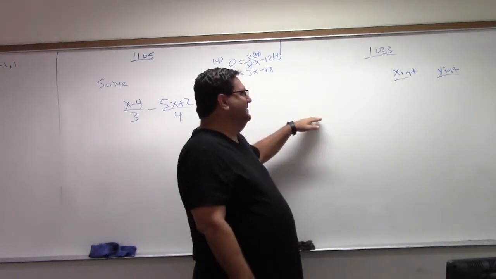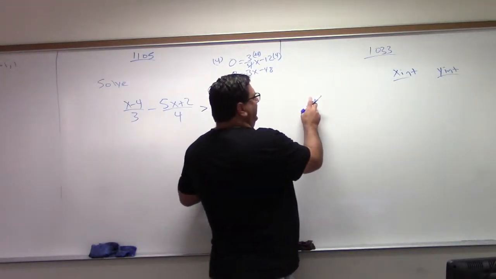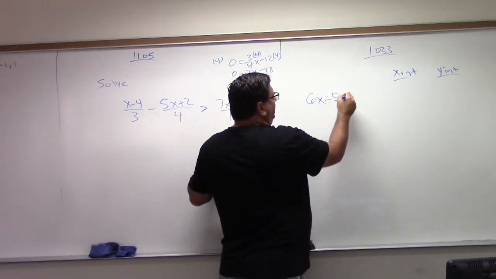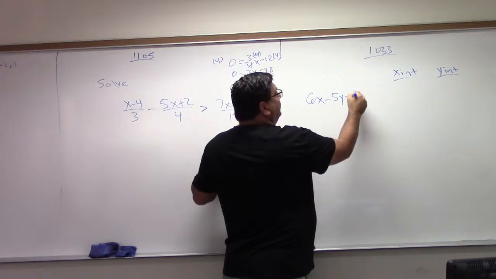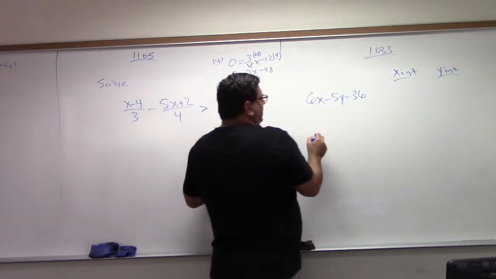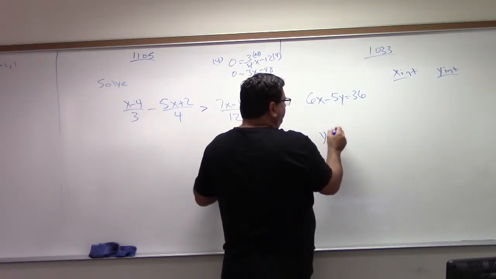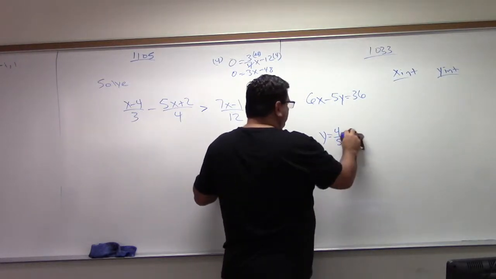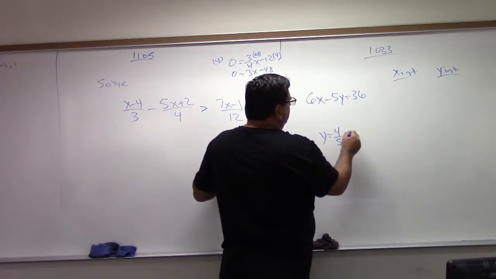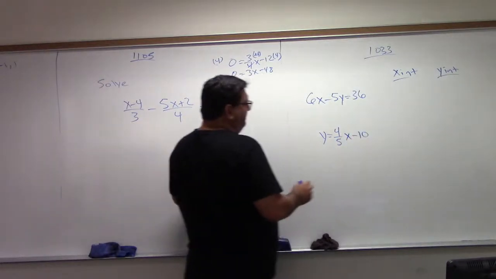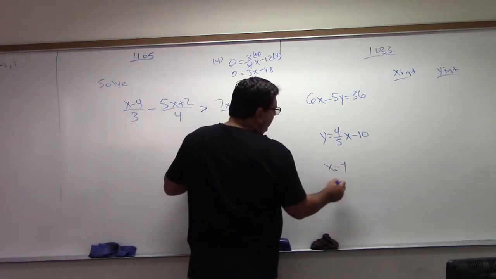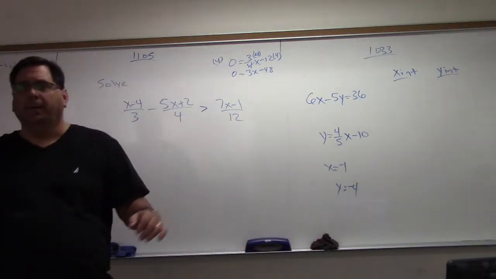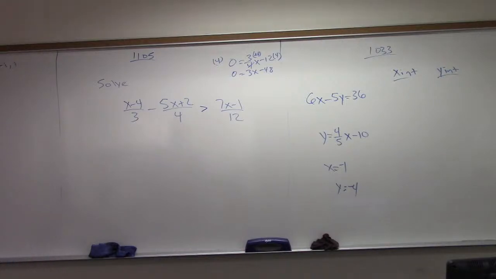Yeah. All right, so let's try it again. Let's go 6x minus 5y equals 36. Let's go y equals 4/5 x minus 10. Let's go x equals -1 and y equals -4. We'll do those same four. All right? So y'all go ahead and try those.